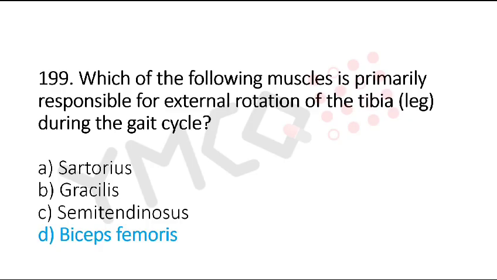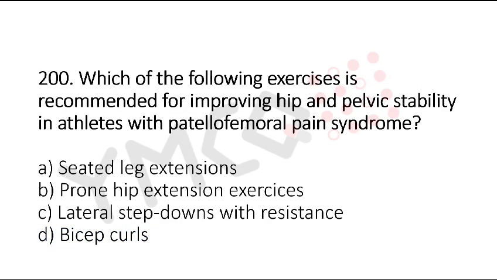Now let's move to question number 200. Which of the following exercises is recommended for improving hip and pelvic stability in athletes with patellofemoral pain syndrome? Option A, seated leg extension. Option B, prone hip extension exercises. Option C, lateral step down with resistance. Option D, biceps curl. And the answer is option C, lateral step down with resistance.